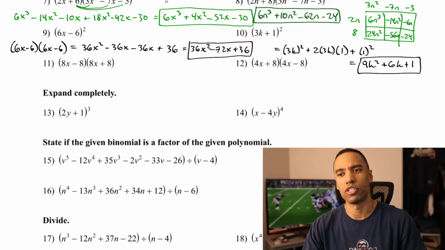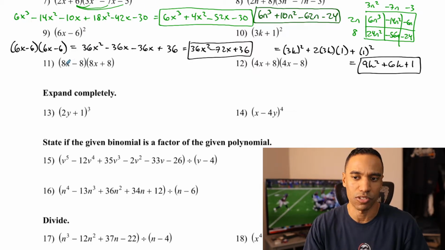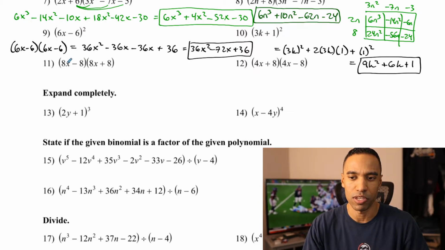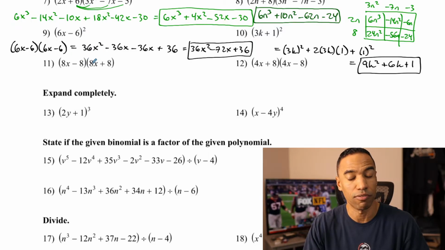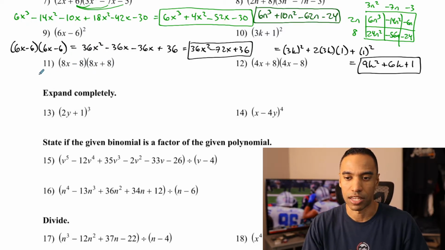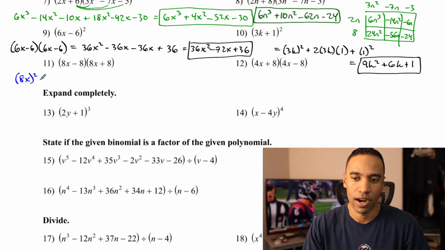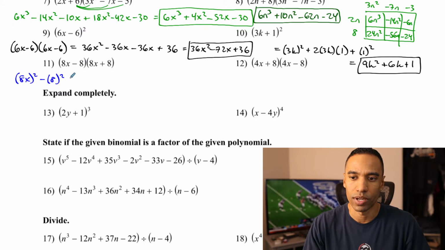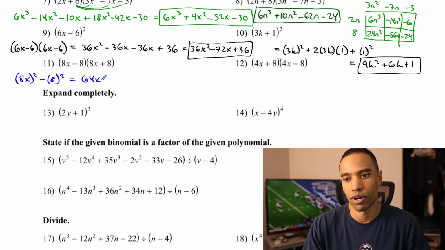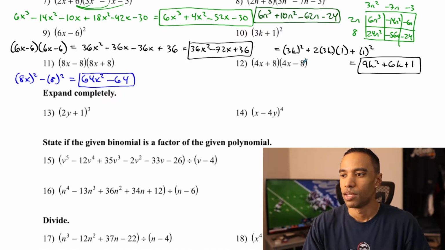Difference of two squares. I'm going to jump straight into it right now. The middle terms will cancel. This becomes a squared minus b squared because 64x minus 64x cancel. And then the first and last terms are opposite signs of each other. This becomes 8x squared minus 8 squared, which is 64x squared minus 64. And done.